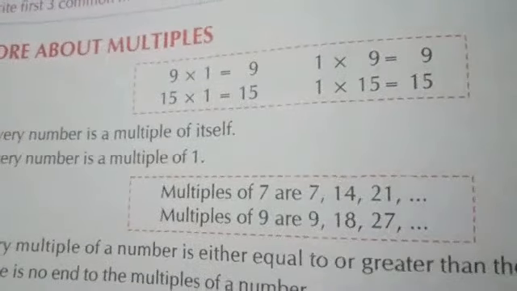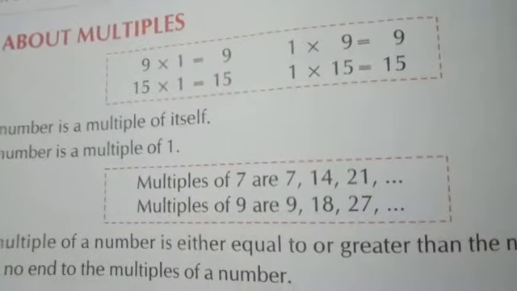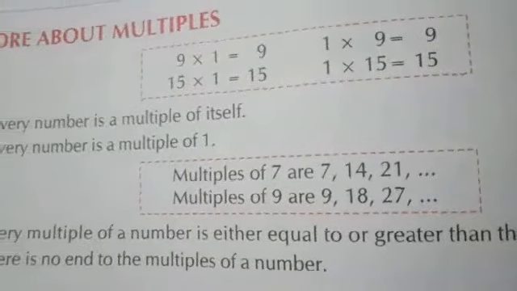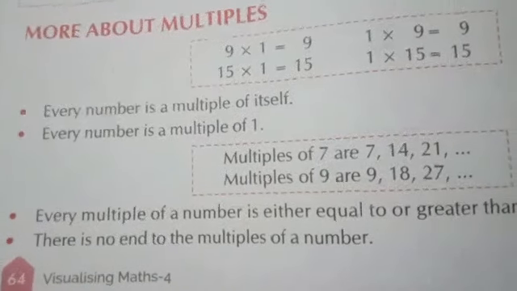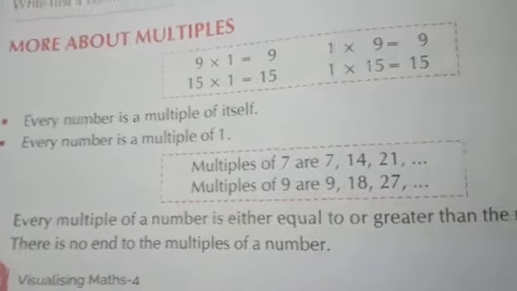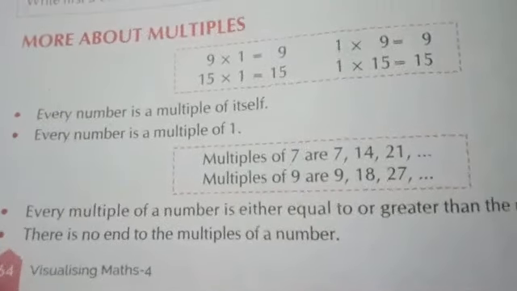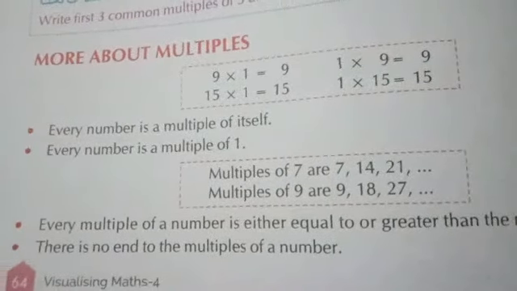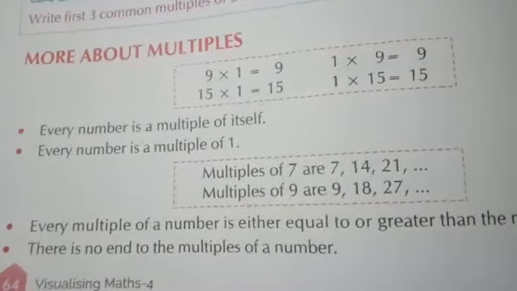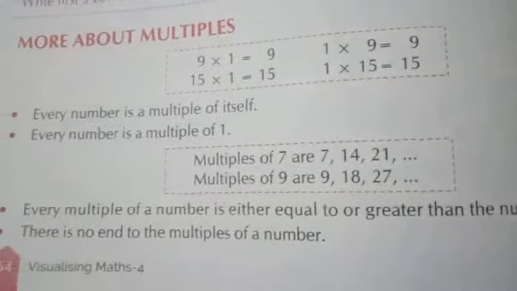Multiples of 7 are 7, 14, 21. See, 7 ones are 7. Again multiples of 9, 9, 18, 27. It will go on. So every multiple of a number is either equal or greater than the number itself. If you will read the table of 7, it will come either 7 or greater than 7, but it will never come lesser than 7. So every multiple of a number is either equal to or greater than the number itself.